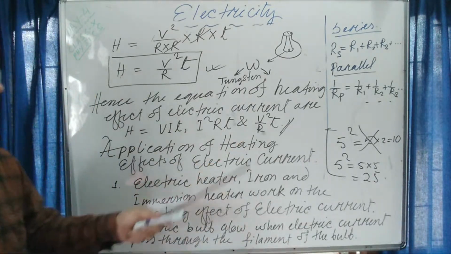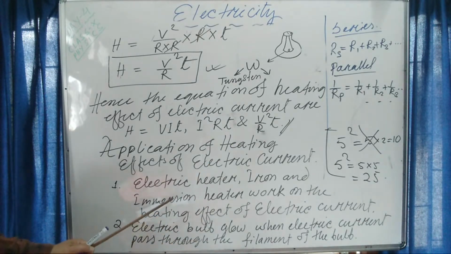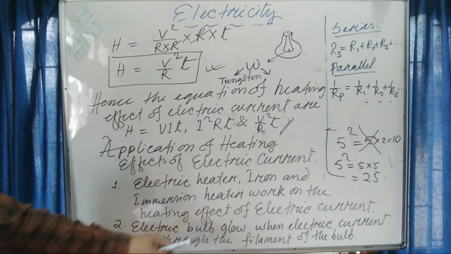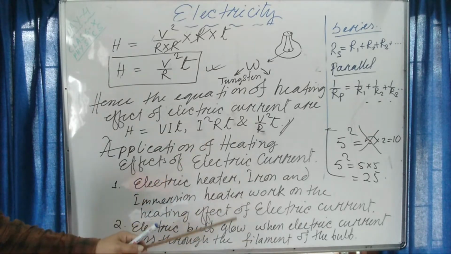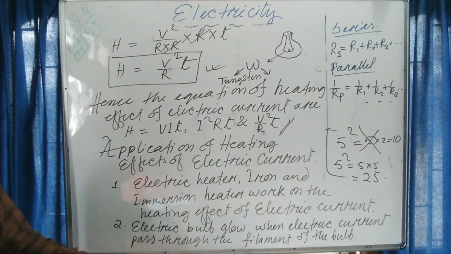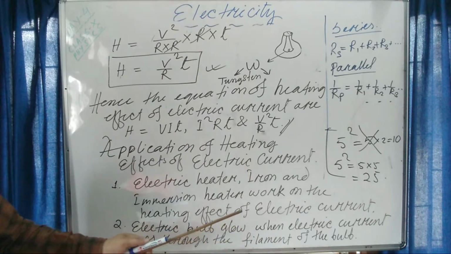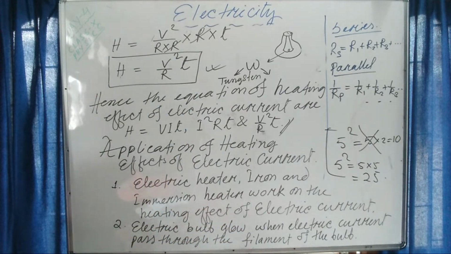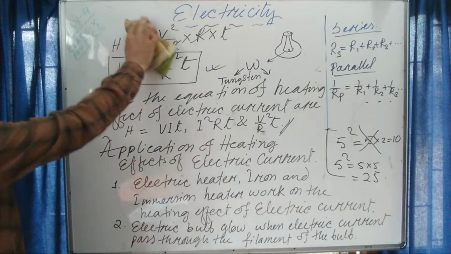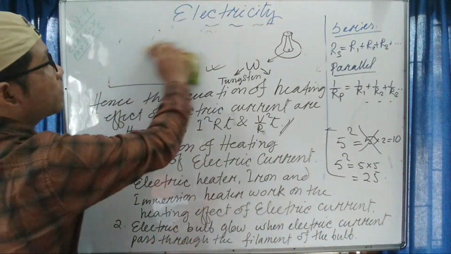Yeah, so this is the second point. First point: we know that electric heaters, irons, and immersion heaters work on the principle of the heating effect of electric current, and the electric bulb glows when the electric current passes through the filaments of the bulb. So this is the second one. And also, one of the most important and very related to our chapter is the fuse wire.